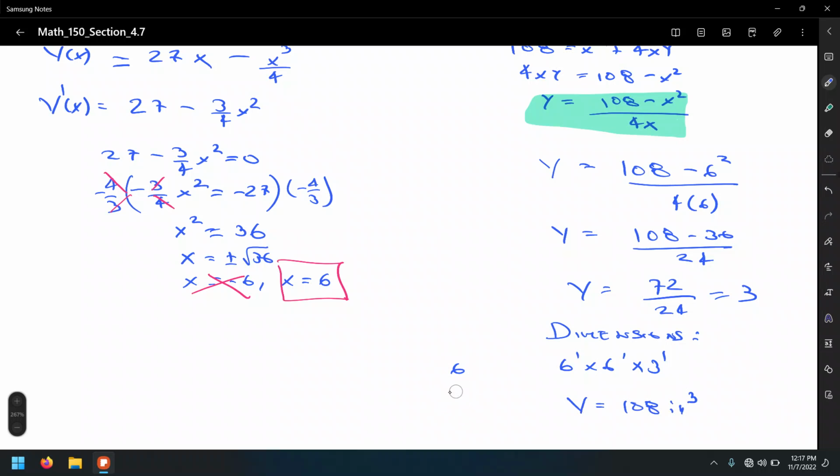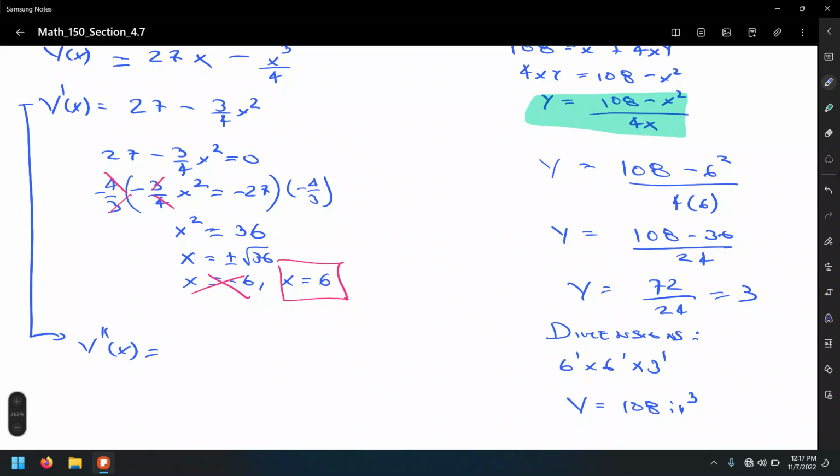But again, all we're doing here is just computing numbers. How do we know if this is indeed a maximum or something else? We need to do the second derivative test. So let's find v double prime of x.